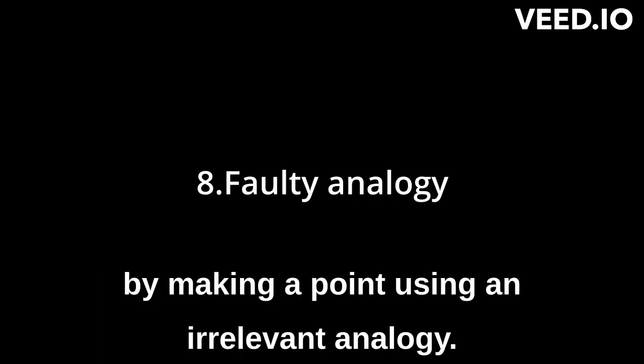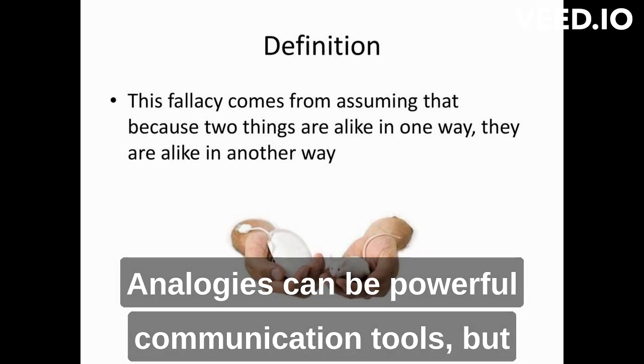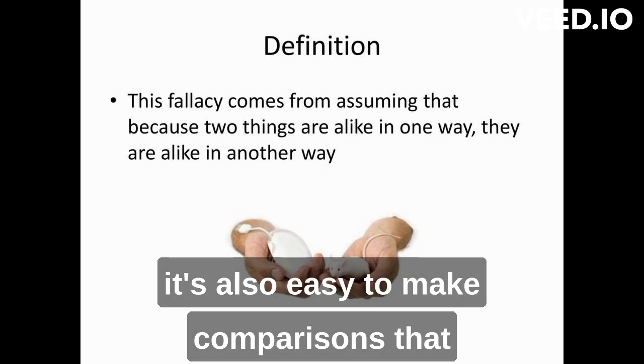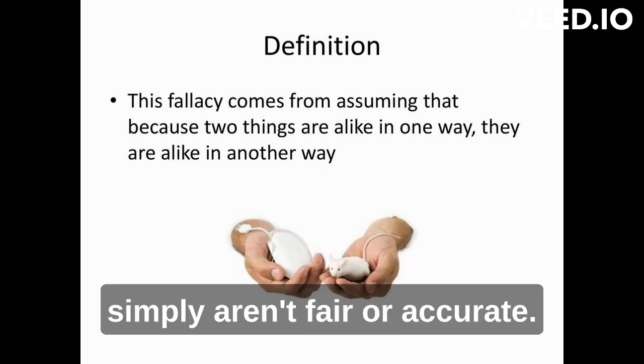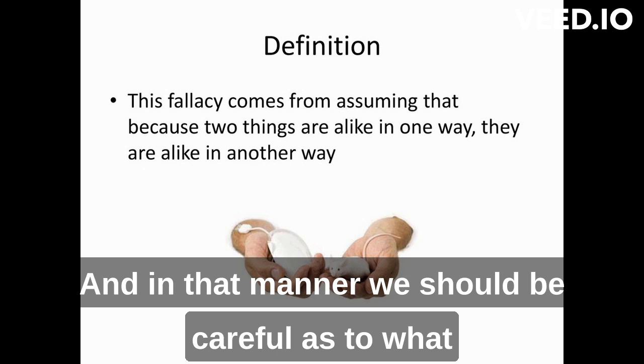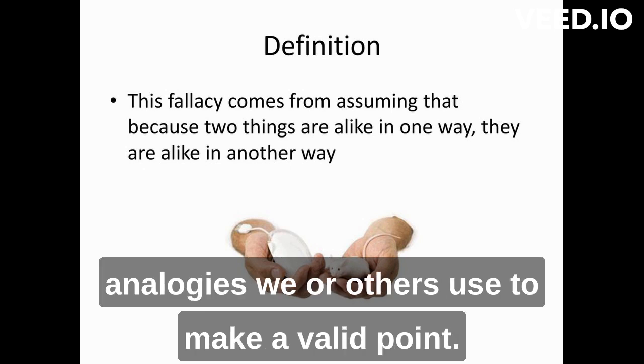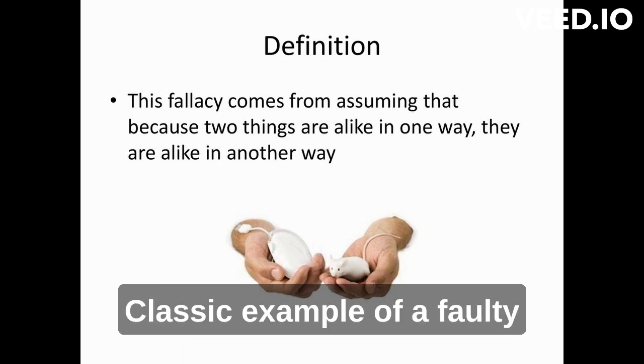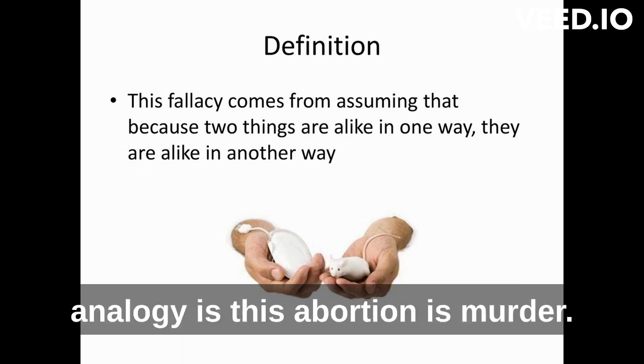Number 8. Faulty analogy. This is the attempt to disqualify an argument by making a point using an irrelevant analogy. Analogies can be powerful communication tools, but it's also easy to make comparisons that simply aren't fair or accurate. To put it simply, you cannot compare apples to oranges. They are different, and in that manner, we should be careful as to what analogies we or others use to make a valid point. A classic example of a faulty analogy is this: abortion is murder.